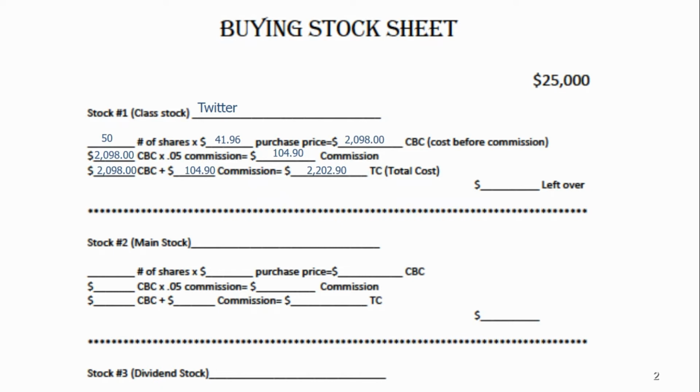$25,000. So we're going to have some leftovers. To figure that out, we just do $2,202.90 subtracted from $25,000, and that's going to give us $22,797.10 left over. Cool?